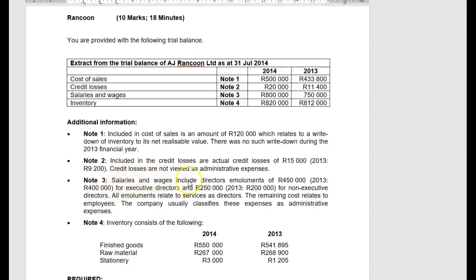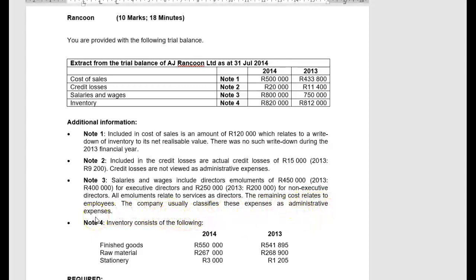Now, note 3, salaries and wages include the directors' emoluments of 450,000, 2013 400,000, for executive directors, and 250,000, 2013 200,000, for non-executive directors. All emoluments relate to services as directors. The remaining cost relates to employees. The company usually classifies these expenses as administrative expenses.